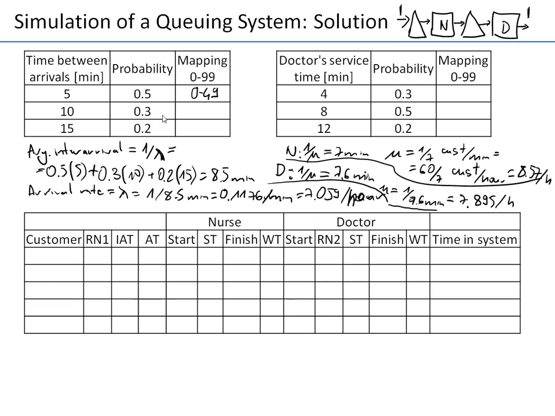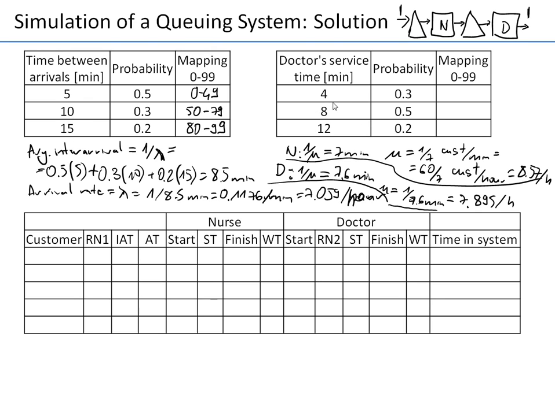Now I need 30% probability. I will take the next 30 numbers, from 50 till 79, and then the remaining 20 numbers, 80 till 99, will be mapped to 15 minutes. Of course, we should end up using all numbers if this is a complete distribution. So now if I get a random number from this discrete uniform distribution between 0 and 99, I can map it to an inter-arrival time of 5, 10, or 15 minutes in my simulation.